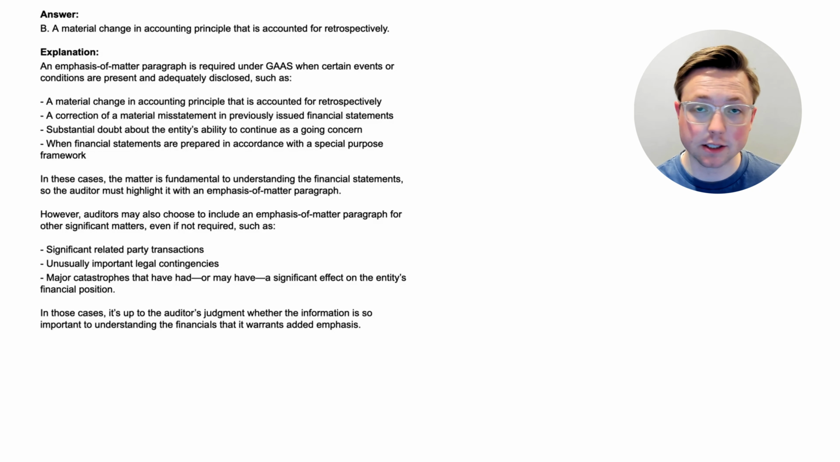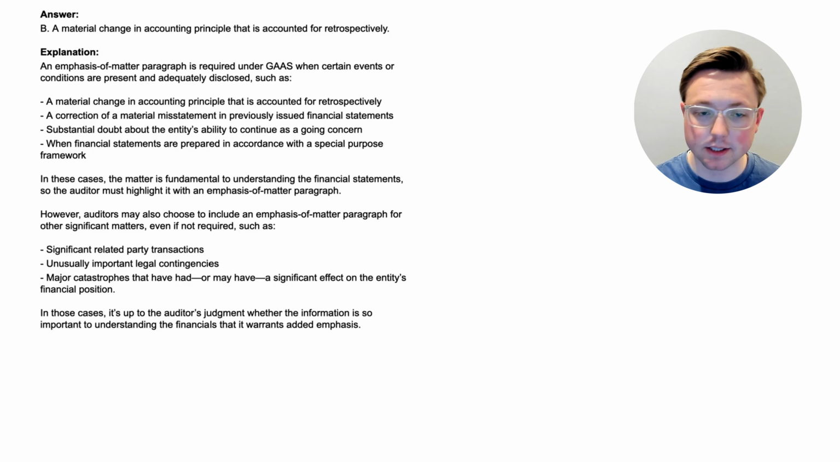Significant related party transactions, or unusually important legal contingencies, or major catastrophes that have had or may have a significant effect on the entity's financial position. So again, those are situations where the auditor may choose to do it. In those cases, it's up to the auditor's judgment whether the information is so important to understanding the financials that it warrants added emphasis.